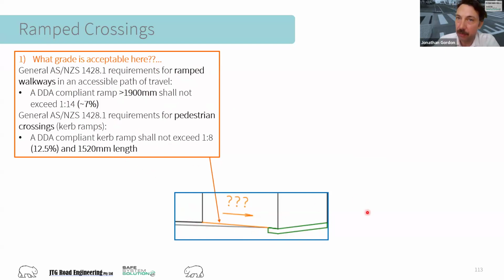Then there's also separate requirements though for your pedestrian crossings, right? And that's saying actually, if it's over a very short distance, then we can ramp up a bit steeper. So 7% for longer transitions that are greater than 1900. Sorry, I said less than, apologies, that was an error.